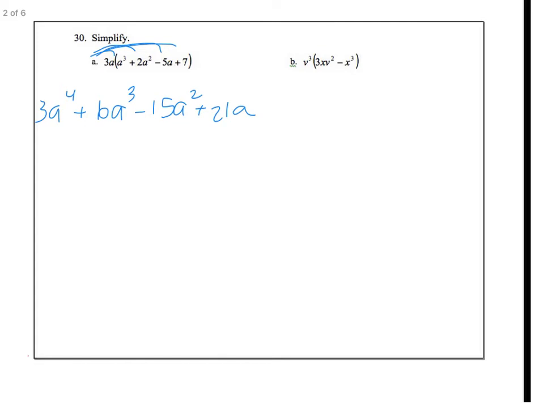Okay, let's look at our next one. V cubed times 3xv squared. So it's going to be 3, nothing to multiply by with that x. And then v cubed and v squared gives me v to the 5th. And then minus, the v cubed and x cubed are different, so they're multiplying, but I'm going to keep them separate.